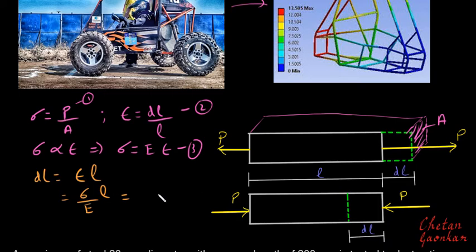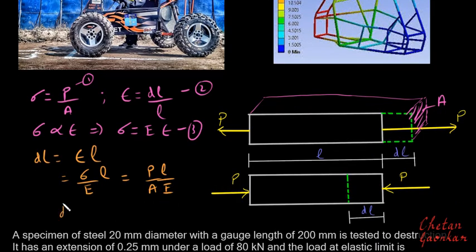So in case of sigma, I can further write this as P by A, and I have L with me and E with me. So basically this is the formula, dL is equal to PL by AE, the formula to calculate the deformation in a bar which is subjected to either tensile loading or compressive loading.